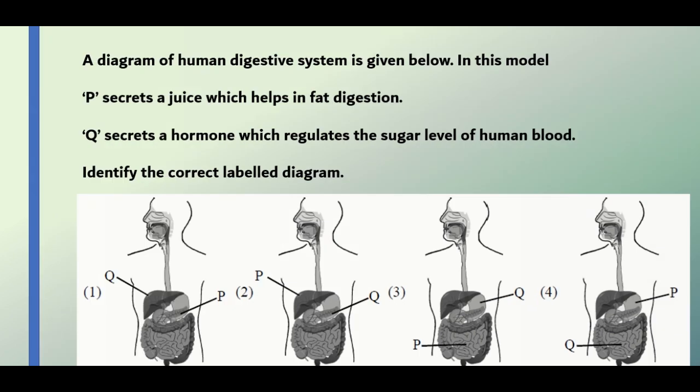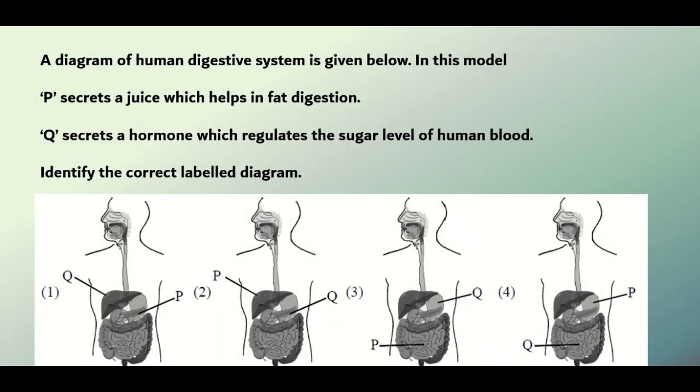Let's move to the next question on biology. The diagram of the human digestive system is given below. In this model, P secretes a juice which helps in fat digestion. Q secretes a hormone which regulates the sugar level of human blood. Identify the correct labeled diagram. Now in this, you have to identify what is P and Q. The statement 1 says P secretes a juice which helps in fat digestion.